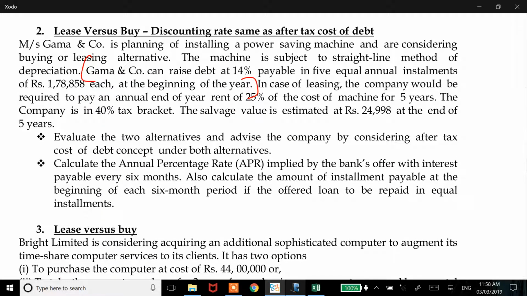Okay, the second part and first part have no linkage at all. Calculate the annual percentage rate implied by the bank's offer with interest payable every 6 months. Also calculate the amount of installment payable at the beginning of each 6-month period if the offered loan is to be repaid in equal installments.